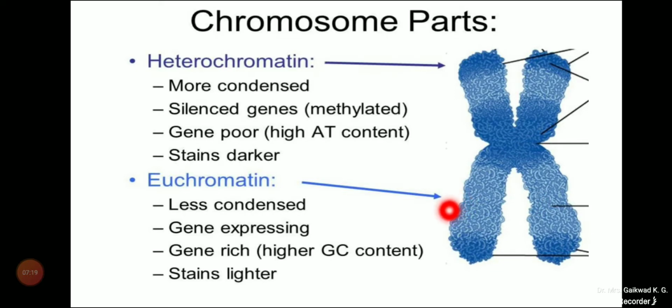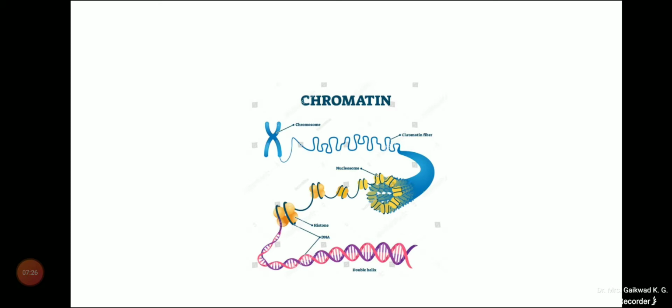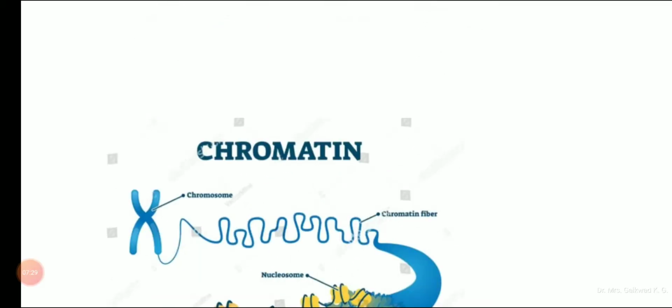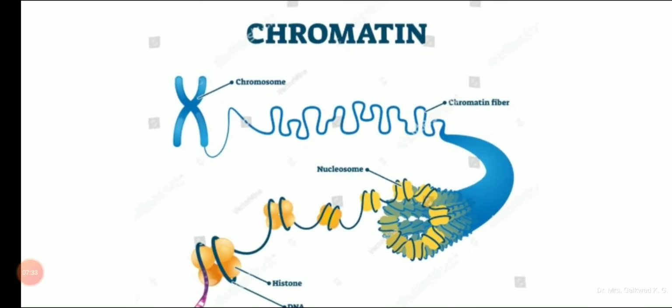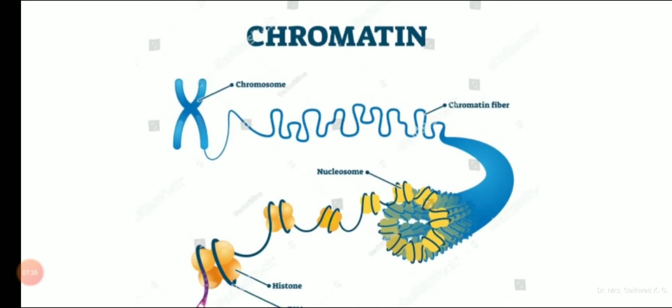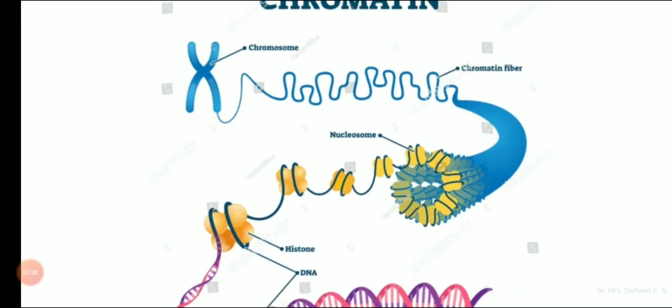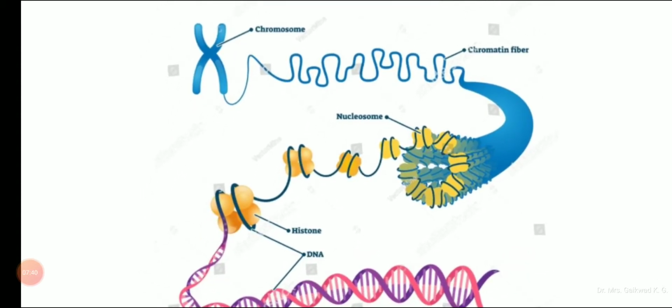The chromatin material contains DNA and histone. This diagram clearly shows that the chromatin contains the DNA, histone, and non-histone protein also. Okay, and again it has RNA.